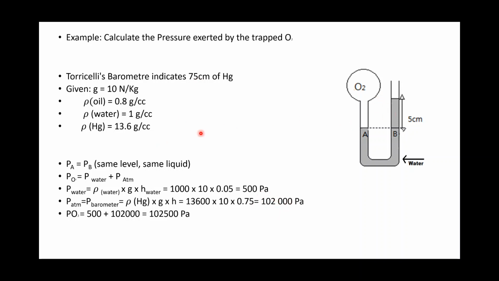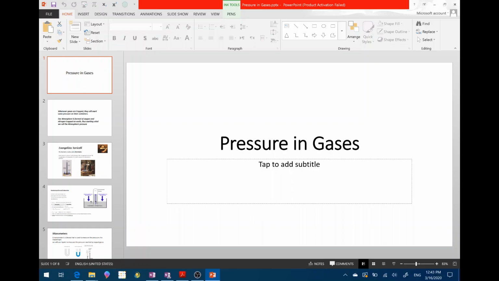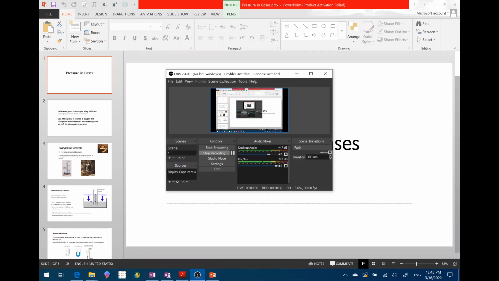And now P of oxygen equals this and that. You just add them, and you find the pressure exerted by oxygen is more than that of the atmospheric pressure, because if you take that balance over here, that seesaw, we notice that oxygen wins and the atmospheric pressure loses to oxygen. Okay, that would be the end of pressure in gases and the end of this presentation.